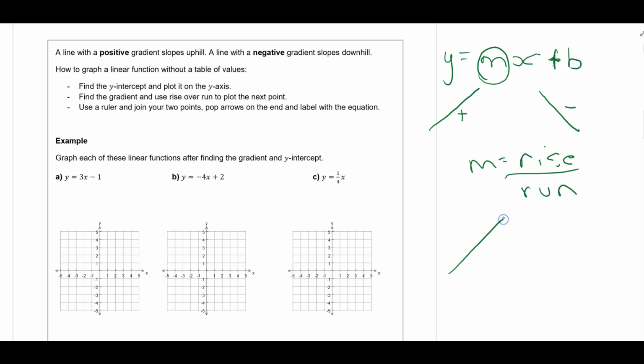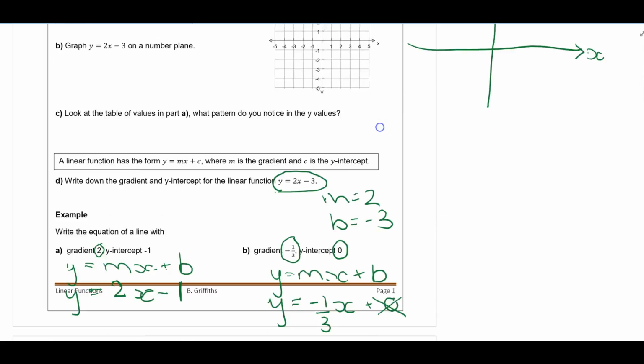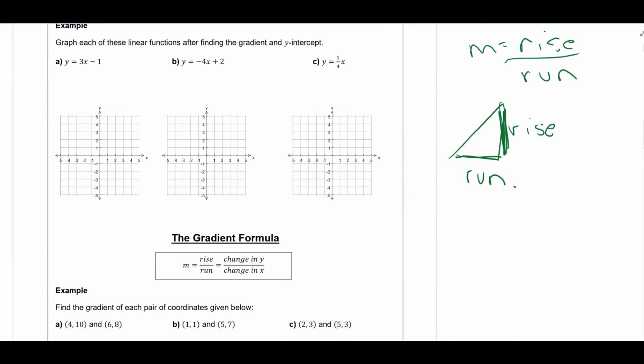Now, if I was to draw that in a triangle, it would be rise, the y, on run. When I'm graphing it, I only need 2 points to graph a line, and I join them. Happy days, I've got a line.